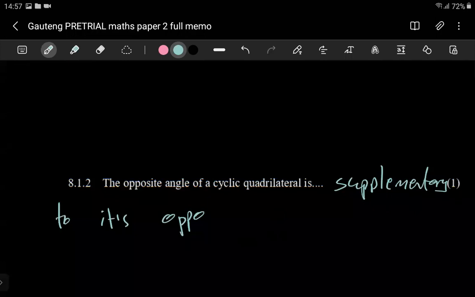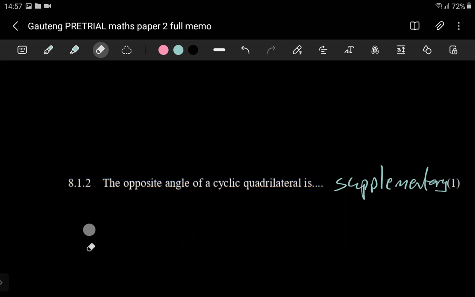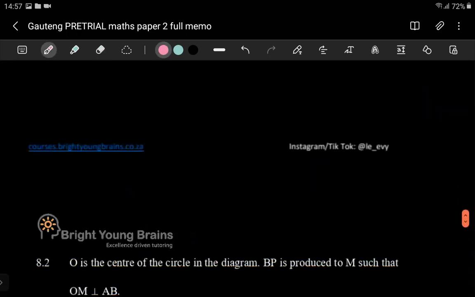I'll just leave supplementary for now. When I say it's supplementary, it just means that its opposite counterpart will make sure that they both add up to 180 degrees. So let's not overthink it.